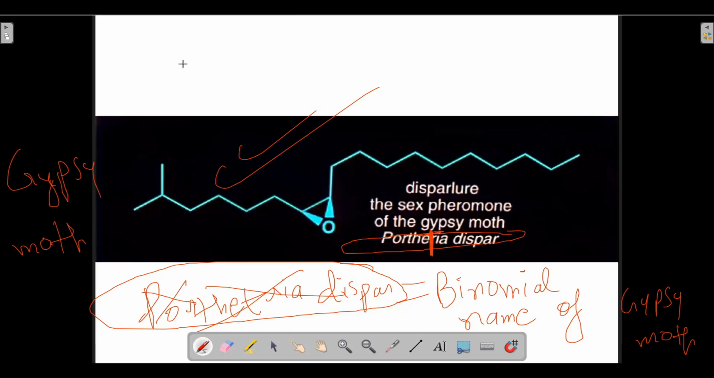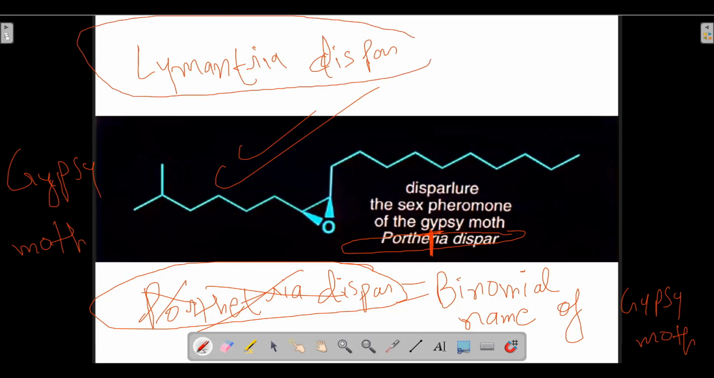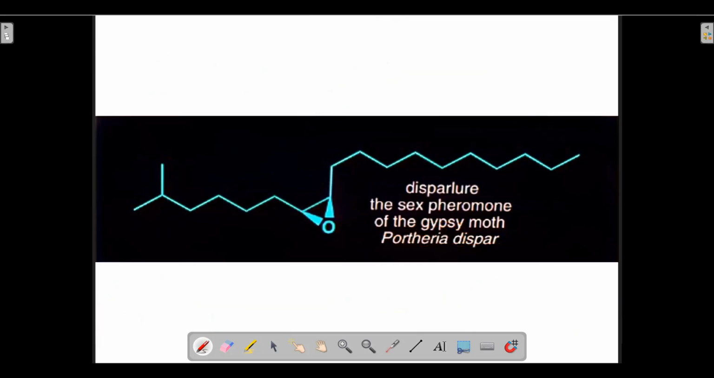The name Porthetria dispar has been discontinued, and instead Lymantria dispar is the correct term nowadays. Lymantria dispar is the correct scientific name for gypsy moth. In the olden days it was Porthetria dispar, and in the book the T is missing. So keep this in mind: there is a typing error in the book.